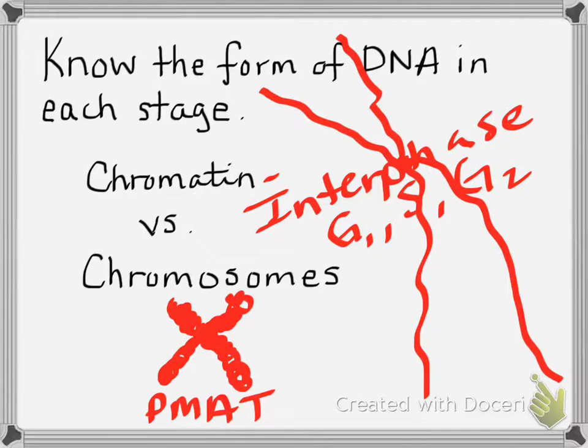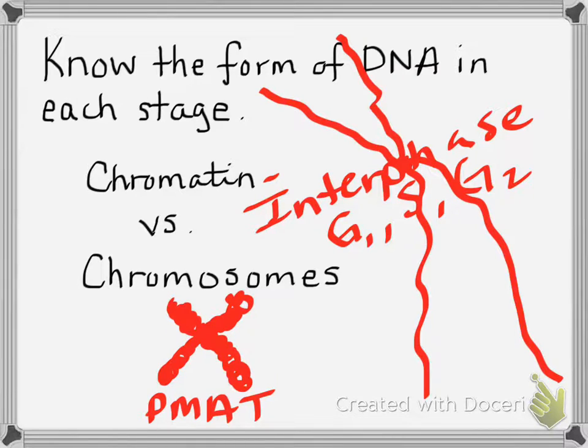Which one's spread out, the chromatin or the chromosomes? Chromatin. So I wrote that, and this is chromatin. And then look at the top of the page at the cell cycle. Do you find chromatin during interphase or during mitosis? Would it be all spread out during interphase, or would it be tightly coiled during interphase? Which one? Interphase. It's chromatin.